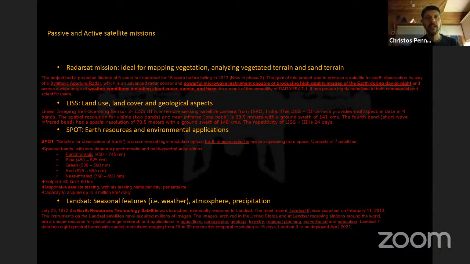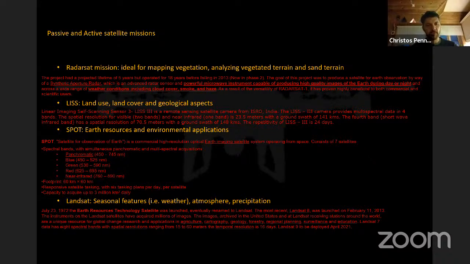So every satellite can be used for 6 different missions per day. And it has the capability of acquiring up to 3 million square kilometers daily. The last one is Landsat. I think it's the most known satellite. This is an initiative from NASA.